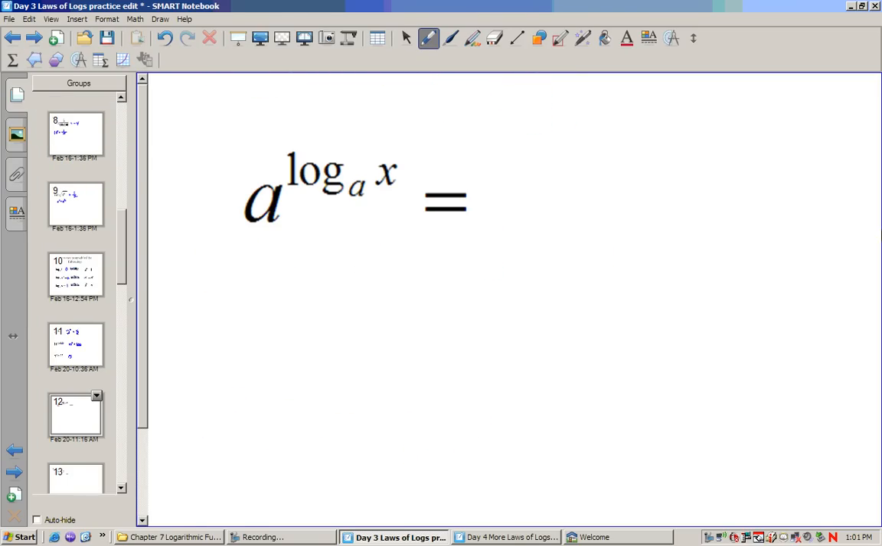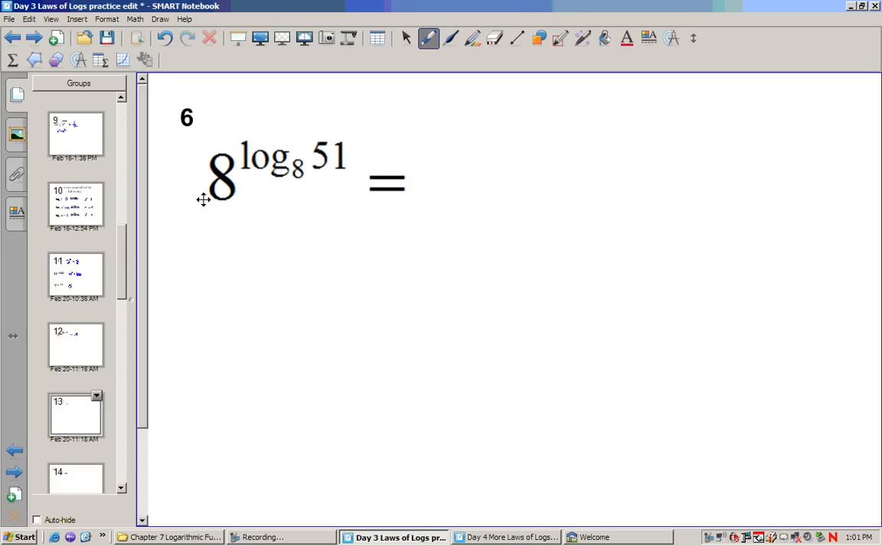So a to the log base a of x is always going to be x. It doesn't matter what a is, just as long as it's in both of those positions. Or 8 to the log base 8 of 51, surprisingly, 51.